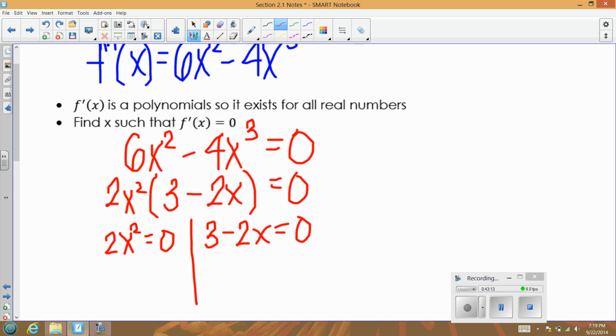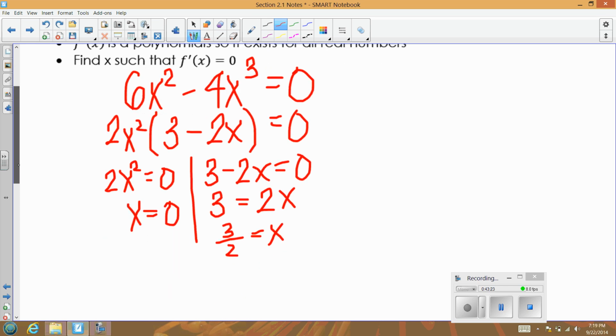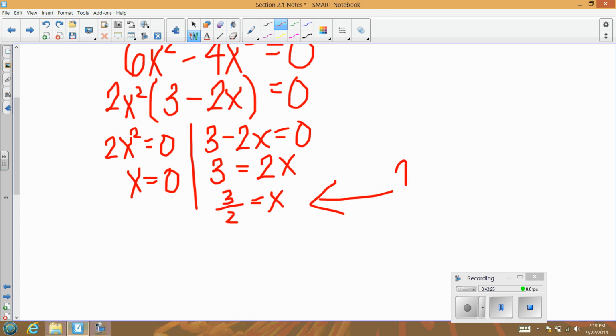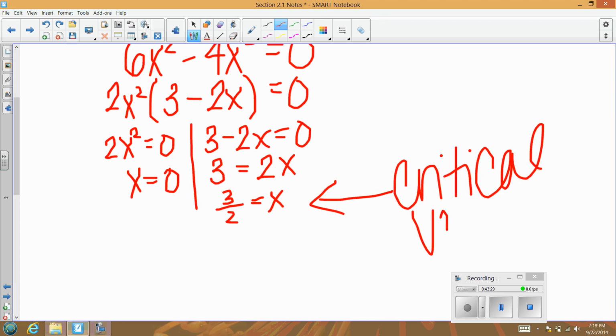And solve for x. So here I'm going to get x equals 0. Over here I'm going to have 3 equals 2x. So 3 over 2 equals x. So again, these are my critical values. Those are the only points that could have maximums or minimums at them, as well as the only points where your function is going to change from increasing to decreasing.